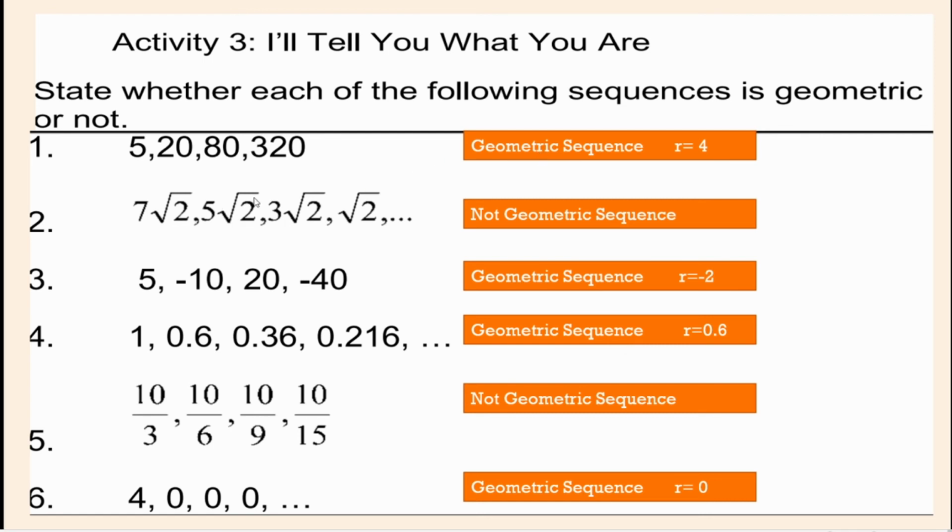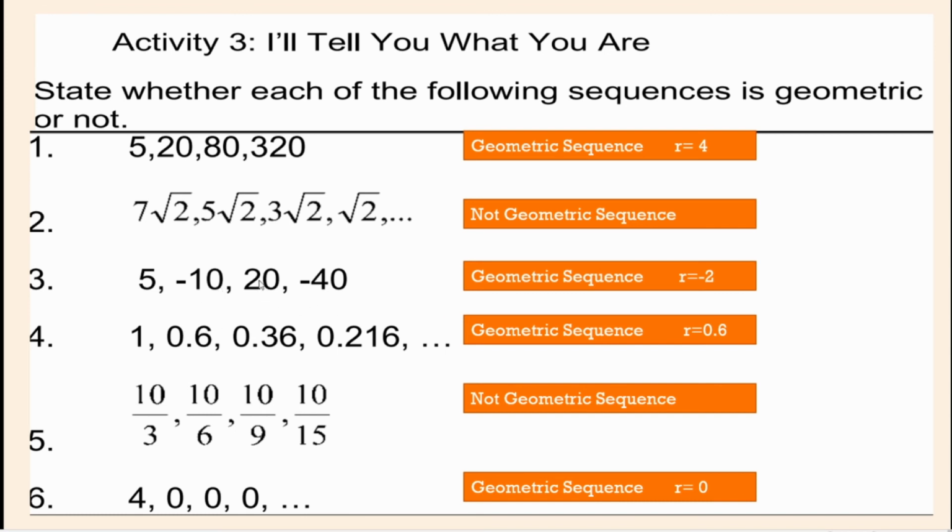Number 2, obviously, we just subtracted 2 square root of 2. Therefore, this is not a geometric sequence. And number 3, we have negative 10 divided by 5 is negative 2. 20 divided by negative 10 is negative 2 as well. Therefore, our common ratio is negative 2, and this is a geometric sequence.